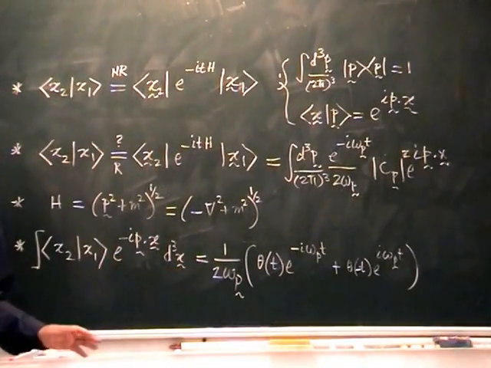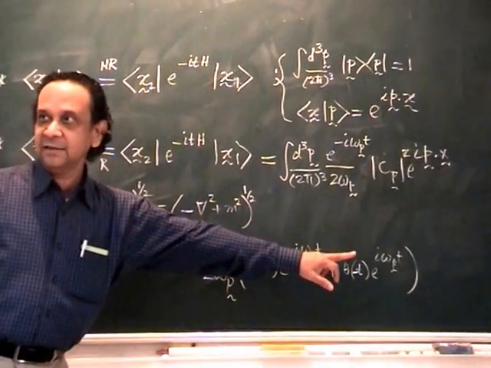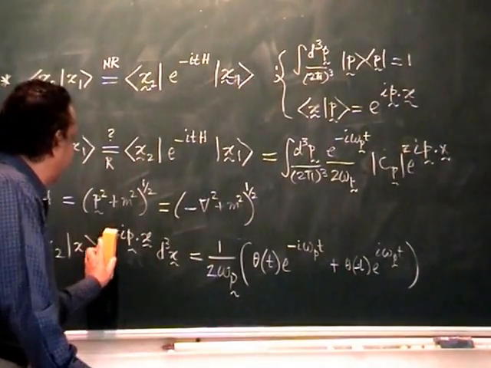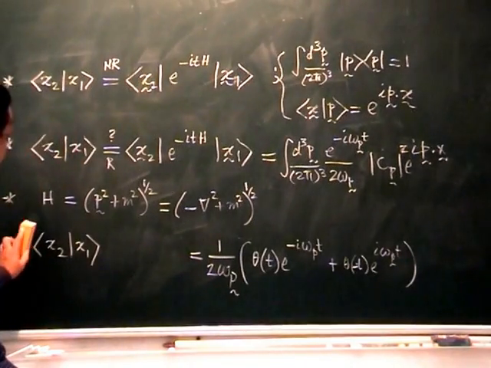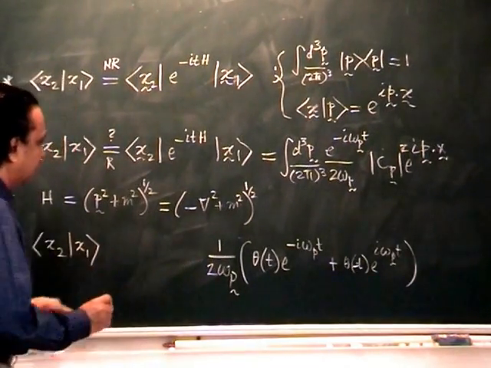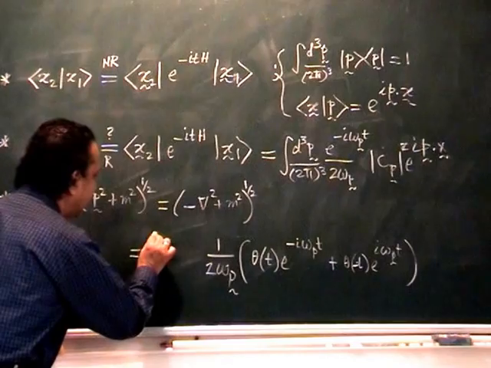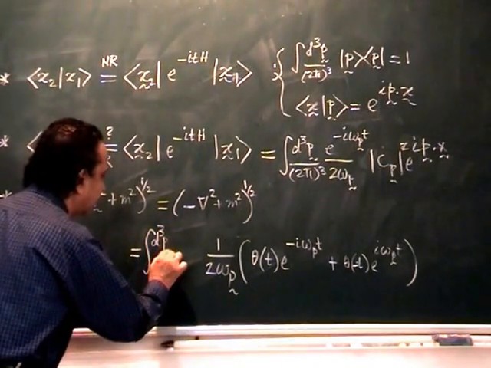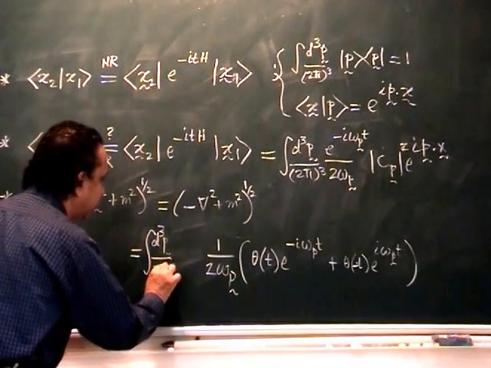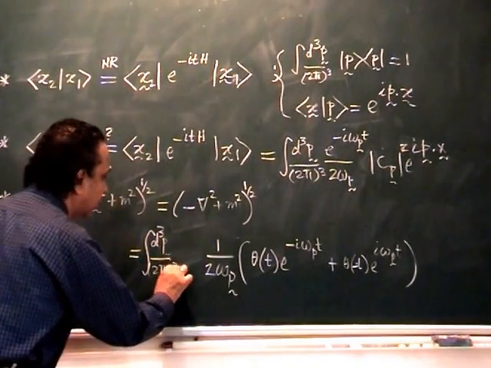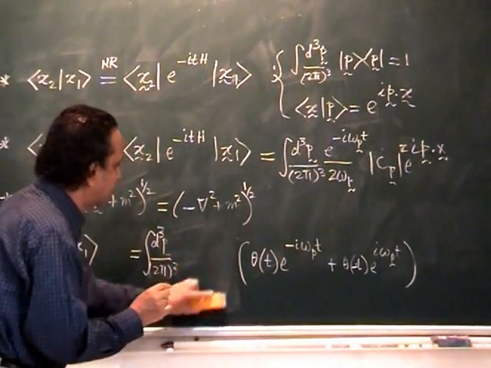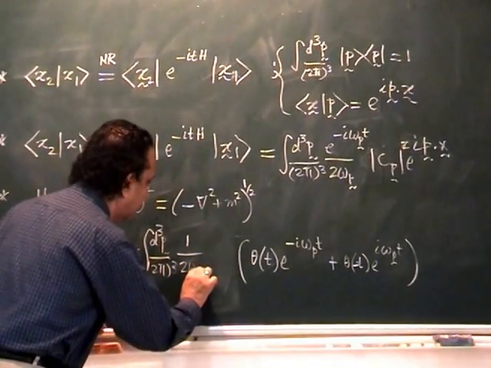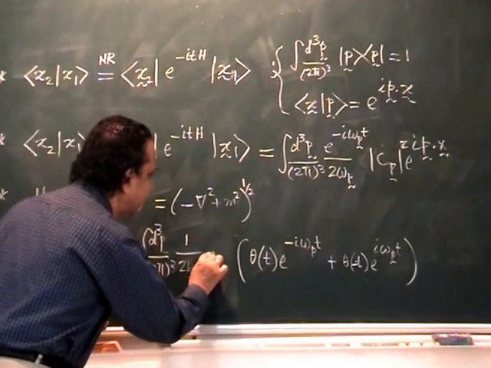Spatial parts create no problem. So I could have put the spatial part on that side and I could have integrated. So that would have given me, if I remove this part out and I put the spatial part on the side, I get the integral over d3p upon 2 pi the whole cube. And let me keep this 1 upon 2 omega p also here. And I get this e to the i p dot x.